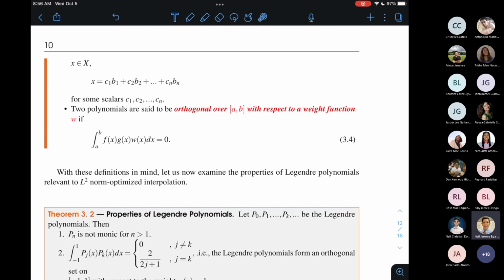Okay. May question sa chat. Hold on. Habang ina-absorb niyo yung definitions from linear algebra, tingnan ko lang yung question.